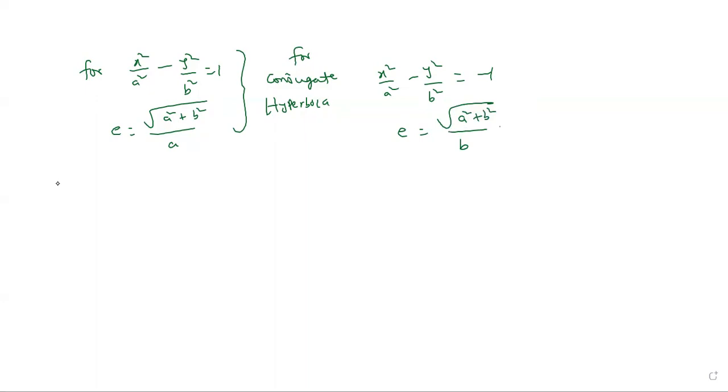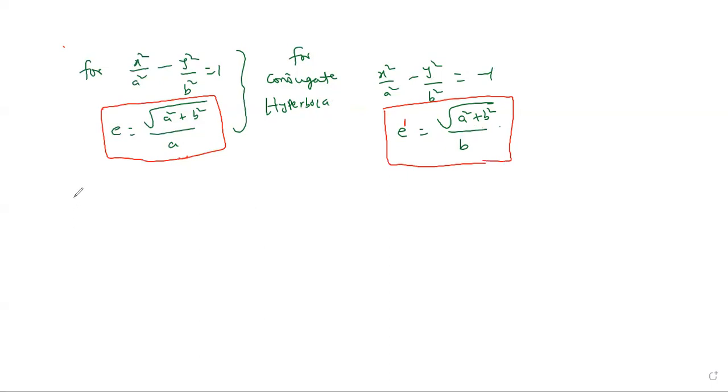Now take a question based on this. If e is the eccentricity of hyperbola, then generally we represent the conjugate eccentricity as e dash in the textbook language. Okay, what is conjugate hyperbola? x squared by a squared minus y squared by b squared is minus 1. For the hyperbola, eccentricity is under root a squared plus b squared by a.